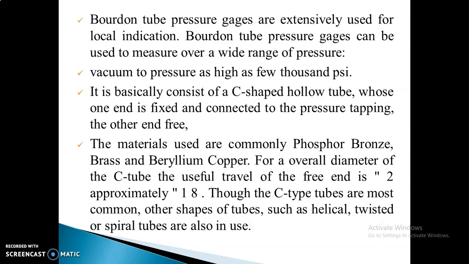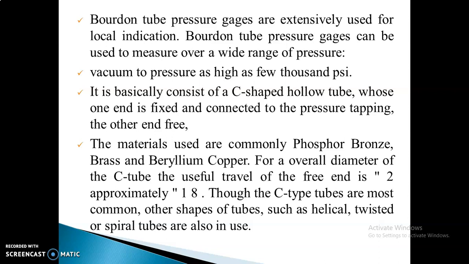PSI is the unit for the measurement of pressure. The abbreviation for PSI is pounds per square inch. Generally, when you look at the Bourdon tube, the shape looks like a C-shaped hollow tube consisting of two ends. One end is fixed and connected to the pressure tapping, and the other end is free. The materials used for this Bourdon tube are phosphor bronze, brass and beryllium copper.